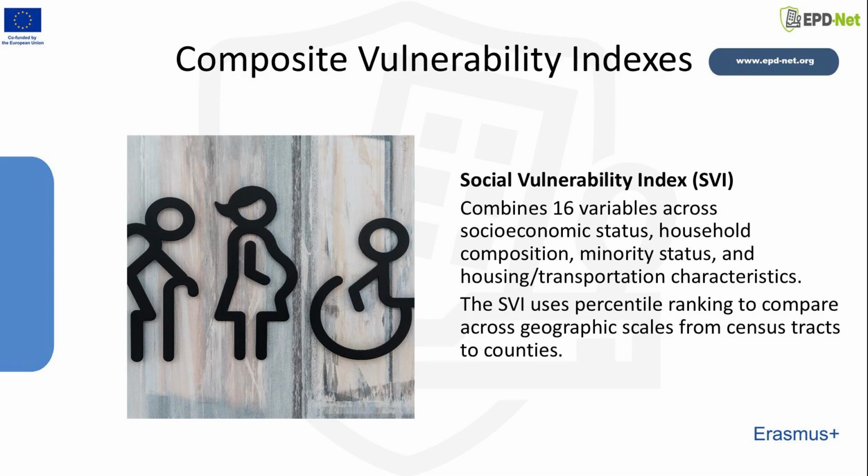Composite vulnerability indices aggregate multiple indicators into single scores representing overall vulnerability levels, facilitating comparison across geographic units and communication with policymakers. The Social Vulnerability Index, developed by the Centers for Disease Control and Prevention, combines 16 social vulnerability variables across 4 domains: socioeconomic status, household composition and disability, minority status and language barriers, and housing and transportation characteristics. The SVI uses percentile ranking methodology, enabling standardized comparison across geographic scales from census tracts to counties.